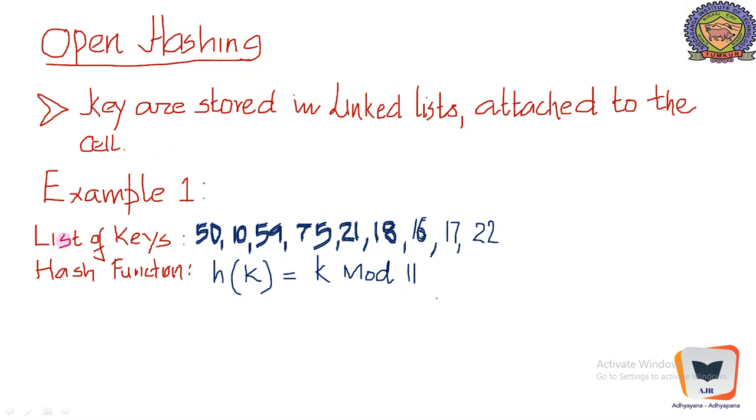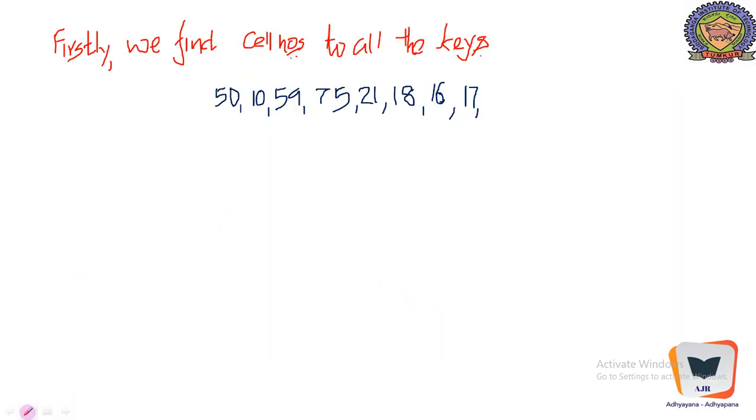So we'll take a typical example and see how the keys can be attached. Given the list of keys 50, 10, 59, 75, 21, 18, 16, 17 and 22, and the hash function h(k) = k mod 11, the number of cells happens to be 11. Therefore we will calculate the hash value. The hash value of 50 is equal to 50 mod 11.